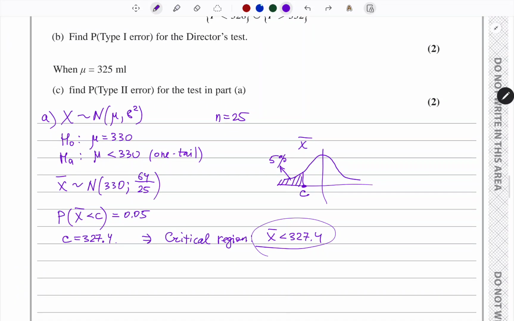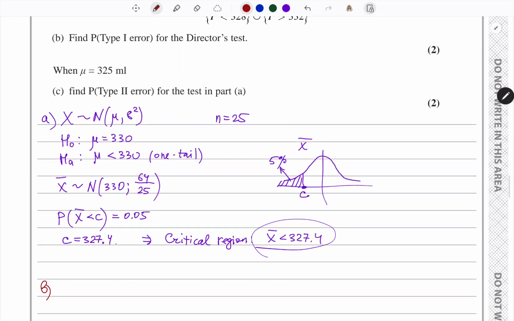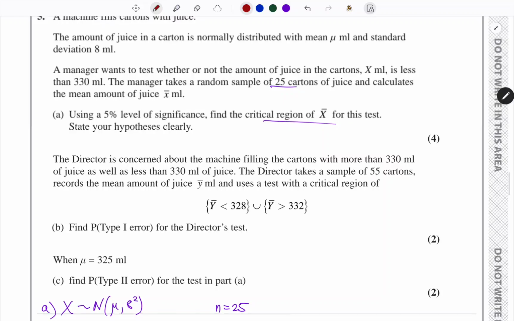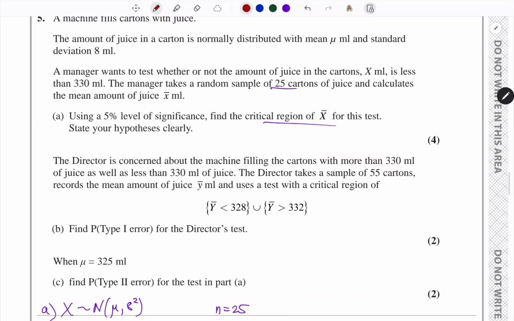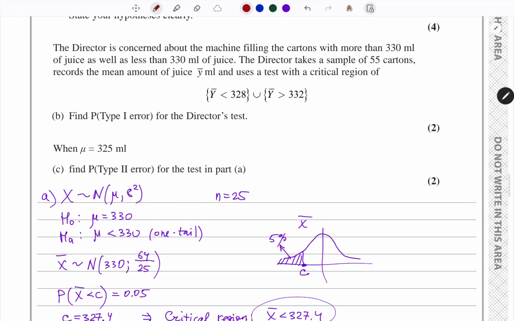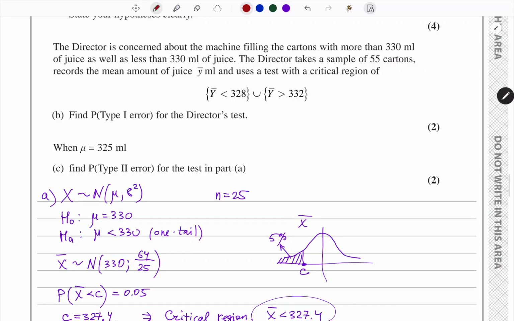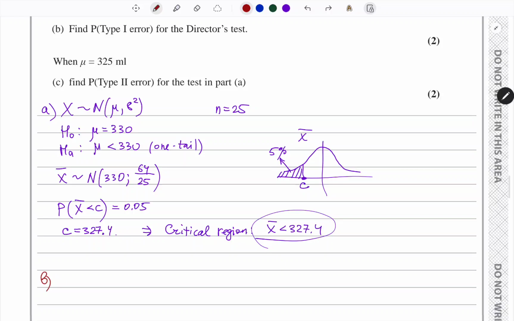Okay, that's part A. Then B. Find the type 1 error for the director's test. The director is concerned about the machine filling the cartons with more than 330 milliliters of juice as well as less than 330 milliliters of juice. The director takes a sample of 55 cartons, records the mean amount of juice, Y bar, and uses a test with critical region. Okay, it looks like this. Find the probability of type 1 error for the director's test.